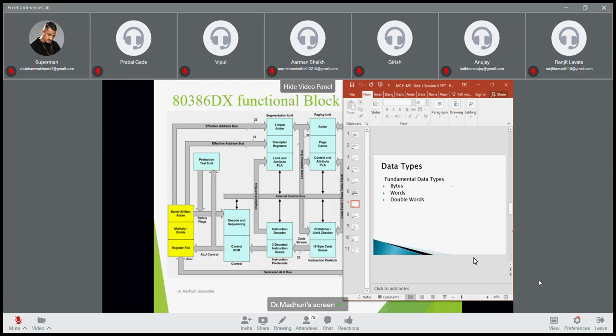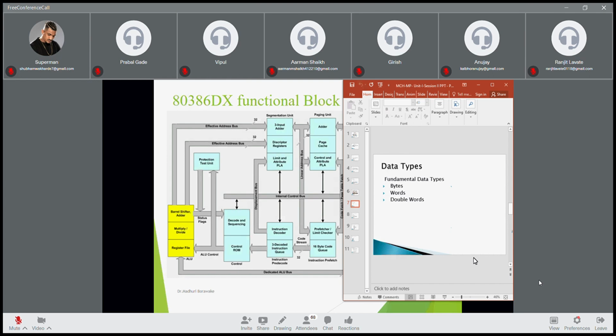The data is nothing but the information, or you can say a variable. Data is something like a set of information that will be defined by the user. And types means what kind of nature it has. For example, you have an integer, you have a string. These are the different data types. So the fundamental data types for the microprocessor are byte, that means 8-bit, word and double word. These are the very basic fundamental types in 386.